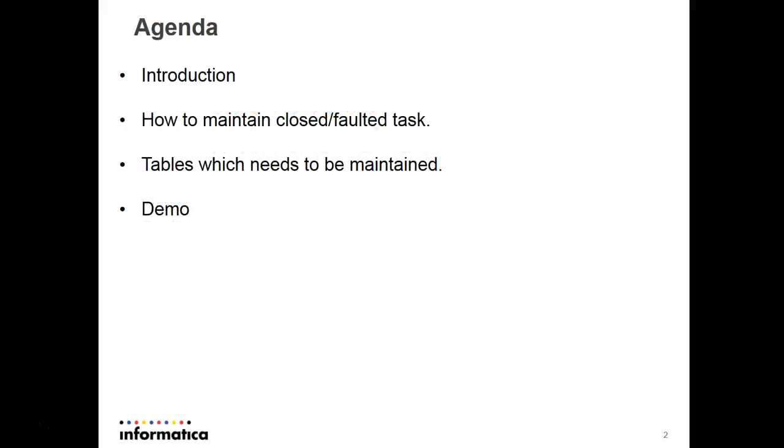Now coming to the agenda, we will go through what exactly a completed task is and what exactly a faulted task is, why we need to maintain them, and I will also talk about how to maintain them from the ActiveVOS console. There are certain tables which need to be maintained in ActiveVOS to ensure that when we have a huge number of tasks already in completed and faulted state, they do not hamper the performance of ActiveVOS. I will also show you a small demo on how to maintain these closed and faulted tasks from the ActiveVOS console.